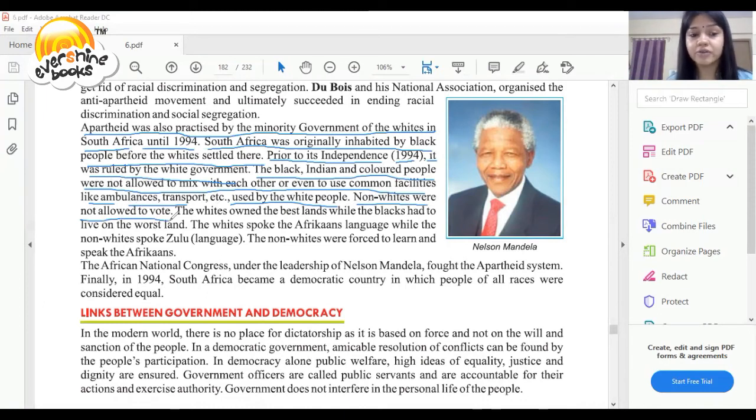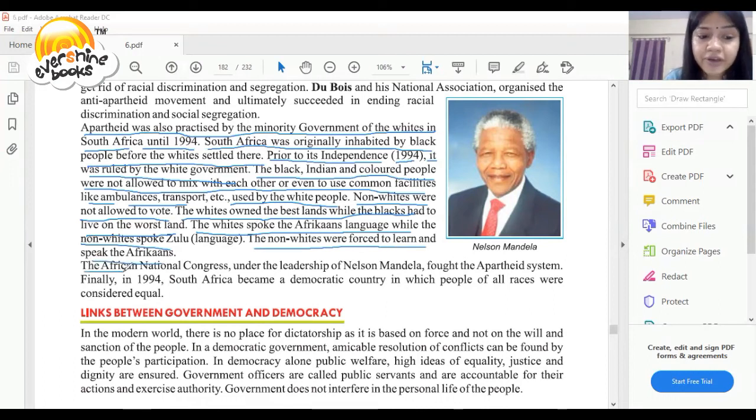जो व्हाइट नहीं थे उन्हें वोट भी नहीं कर सकते थे. The whites owned the best land while the blacks had to live on the worst land. व्हाइट पीपल्स को सबसे अच्छी लैंड पे रहने का अधिकार था जबकि ब्लैक पीपल्स बहुत ही वर्स्ट लैंड में रहते थे. So the whites spoke the Afrikaans language while the non-white people spoke the Zulu language. The non-whites were forced to learn and speak in Afrikaans.